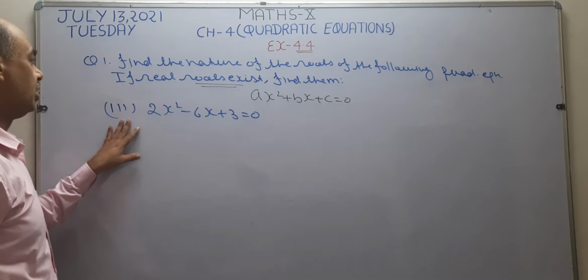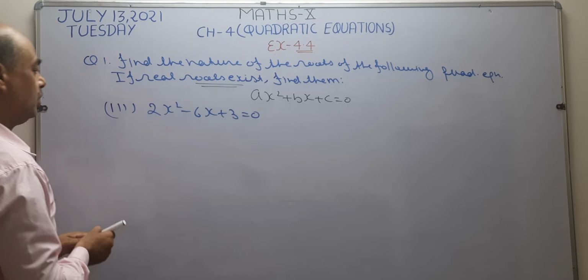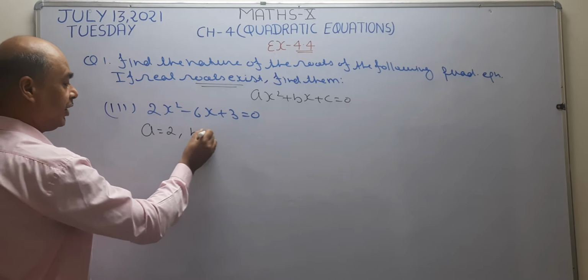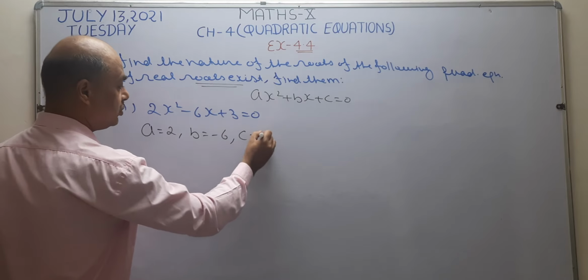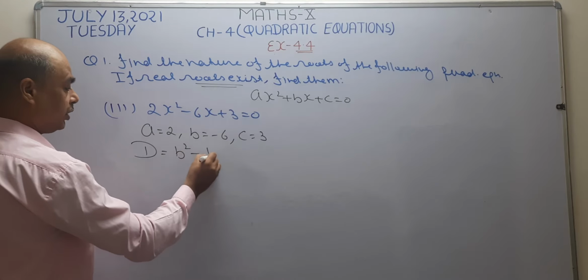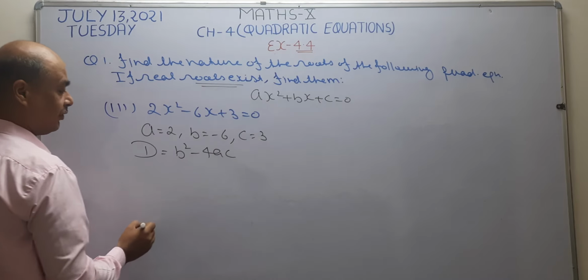Now I want to solve its third part. Question number 1, third part. I want to find the value of A. Value of A is 2. Value of B is minus 6. Value of C is 3. Now I am going to find the value of D. B square minus 4AC. This is the formula for finding the value of D.